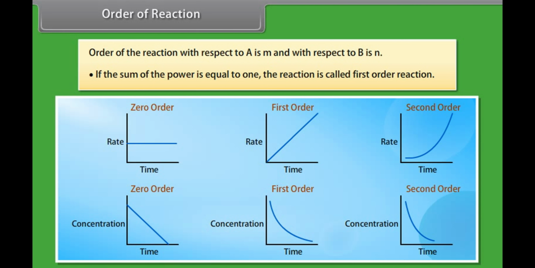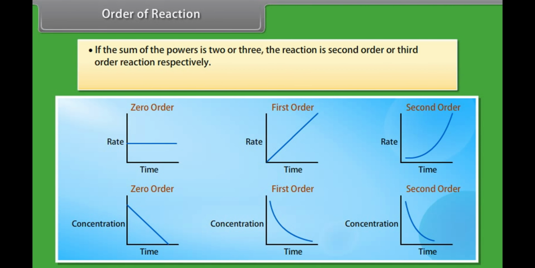If the sum of the powers is equal to 1, the reaction is called a first order reaction. If the sum of the powers is 2 or 3, the reaction is second order or third order reaction respectively. The order of a reaction can also be 0 or fractional. Units of rate constant for different orders.